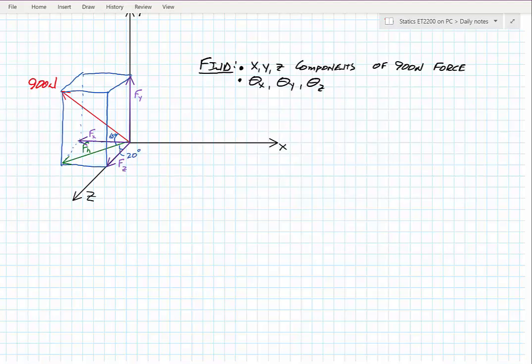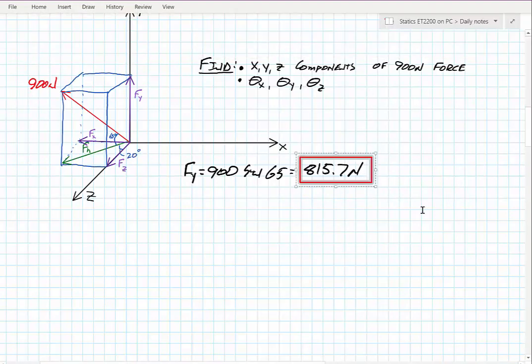If I'm trying to find the x, y, and z components of this 900 Newton force, the first thing I would say is, well, I could find my y direction directly. That's just equal to 900 times, in this case, the sine of 65. I know up above I said it would be cosine for that y, but in this case I'm given the angle down to that horizontal. So you're always thinking, what's the angle in reference to? If I want, in this case, the y component and the angle is to the horizontal, then it's going to be sine, because I want the opposite.